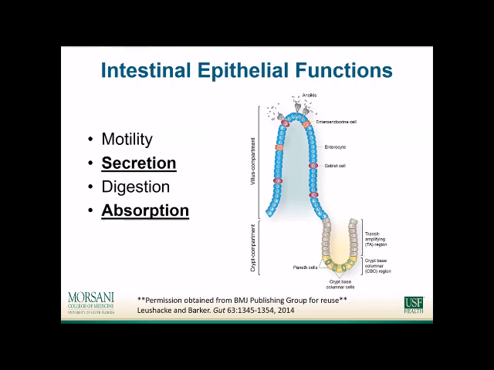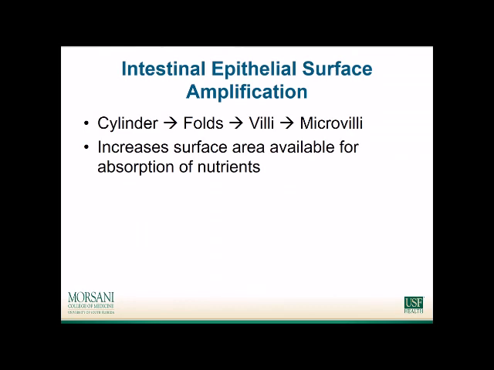So let's look at how that works a little bit more closely. One important thing, if you look just at the basic anatomy of these crypt villus compartments, there is a lot more villi compared to crypts in terms of surface area. The other thing that's important is if you just step back and think about the actual anatomy of the intestine, it's actually organized into several different layers, all designed to help maximize surface area for absorption of the nutrients.